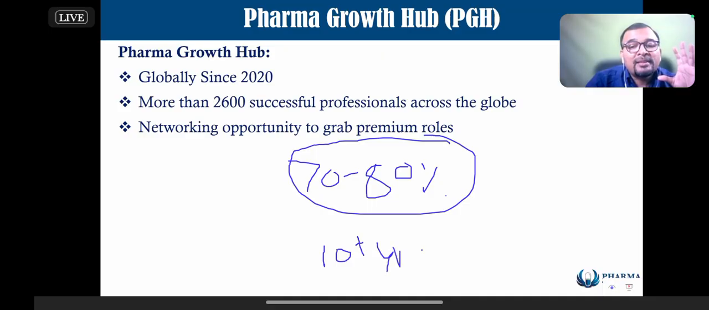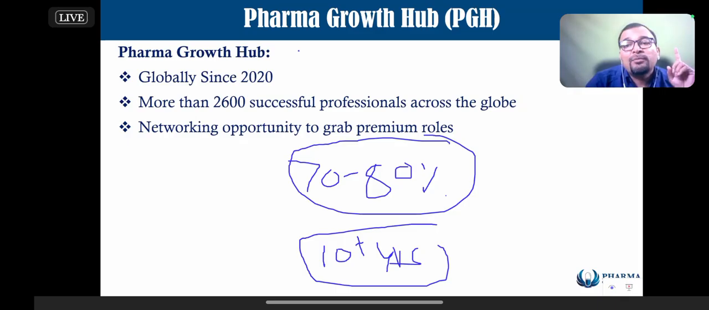10 plus years experience is a very dangerous experience. There are many saturations taking place in this experience. It is very difficult for these people to get a job without network or the reference. So you can network with around 2,700 professionals and they will help you to grab the premium roles. Networking is very important for mid-career professionals having 10 plus years of experience.